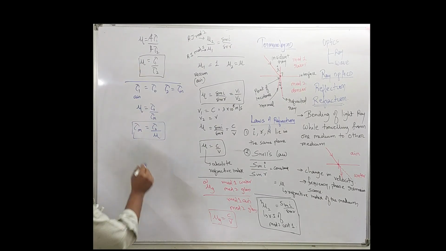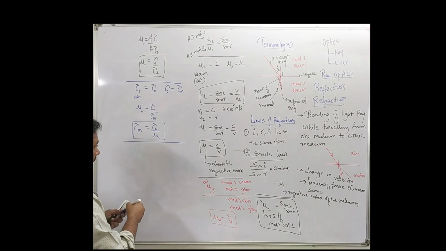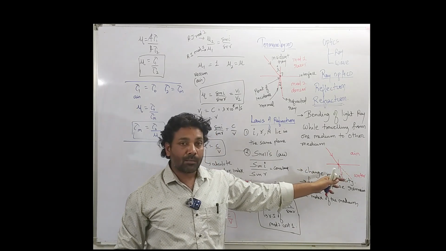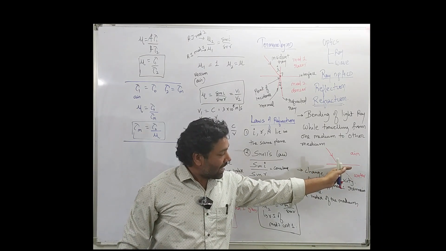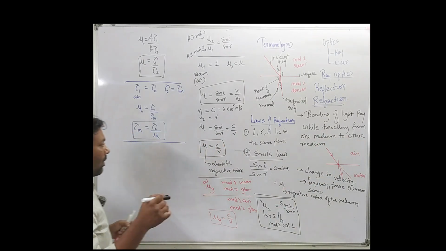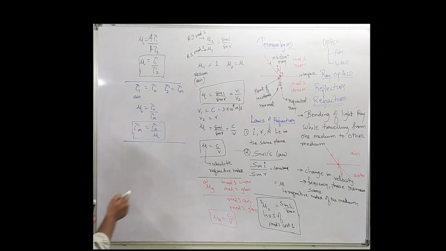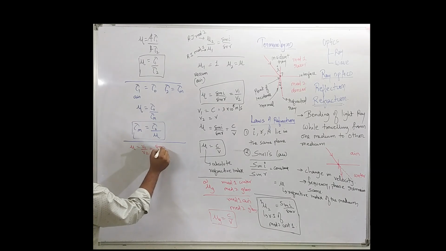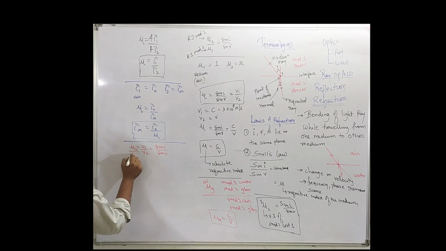Then regarding the bending of the light ray, taking this formula, how will this bending take place? This bending will be either towards the normal or away from the normal. So on what basis do we conclude? Taking this formula, mu is equal to v1 by v2, that is equal to sin i by sin r. You can take this as mu2 by mu1. I have taken mu2 and mu1, it can be any medium.